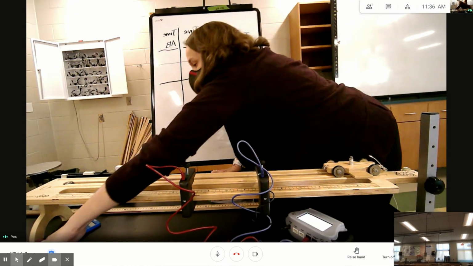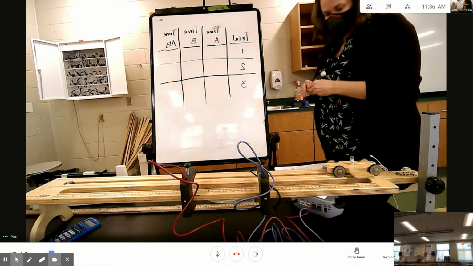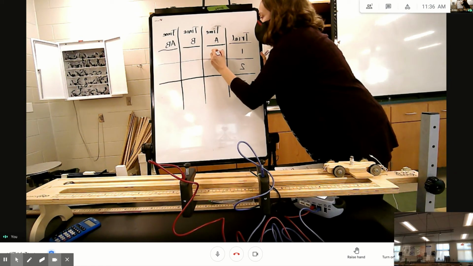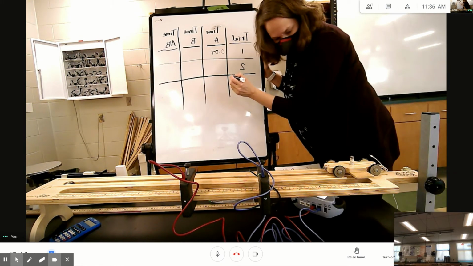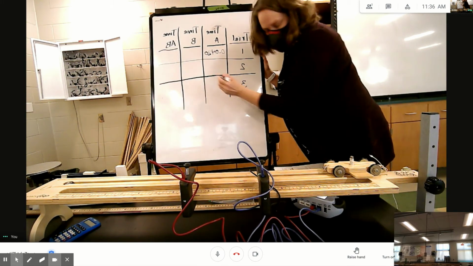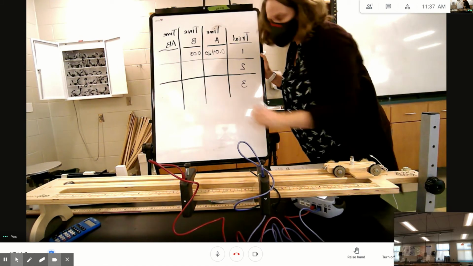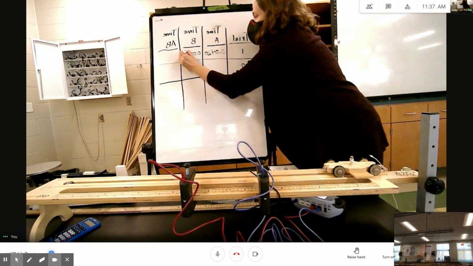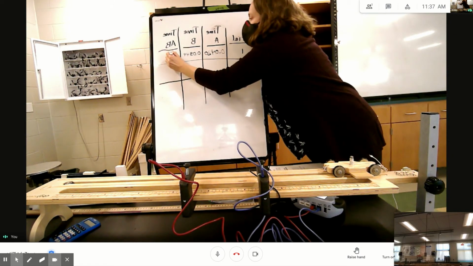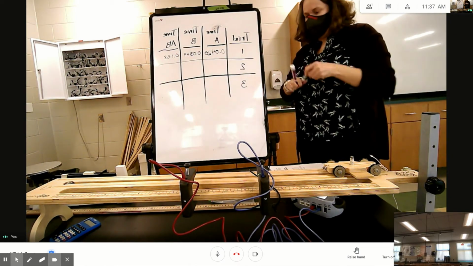I have time A is 0.0420. Time B is 0.0349 seconds, and time AB is 0.158 seconds. There's our first data point.